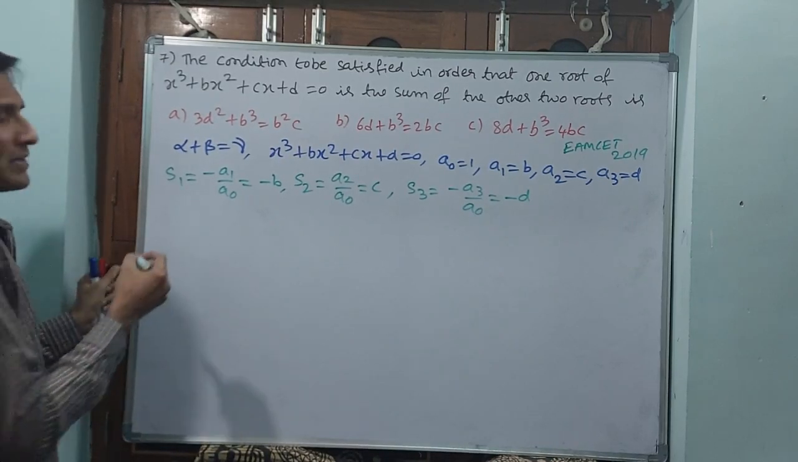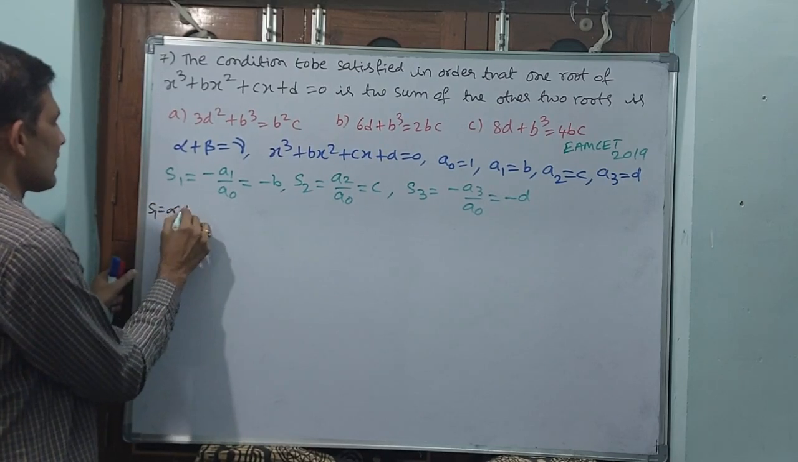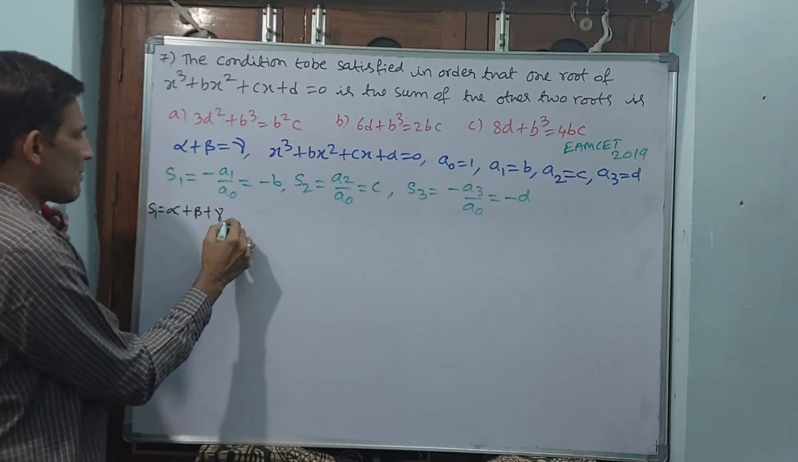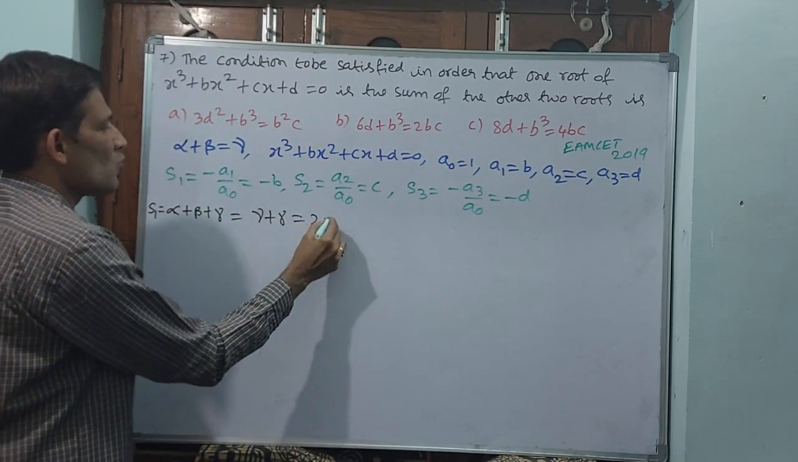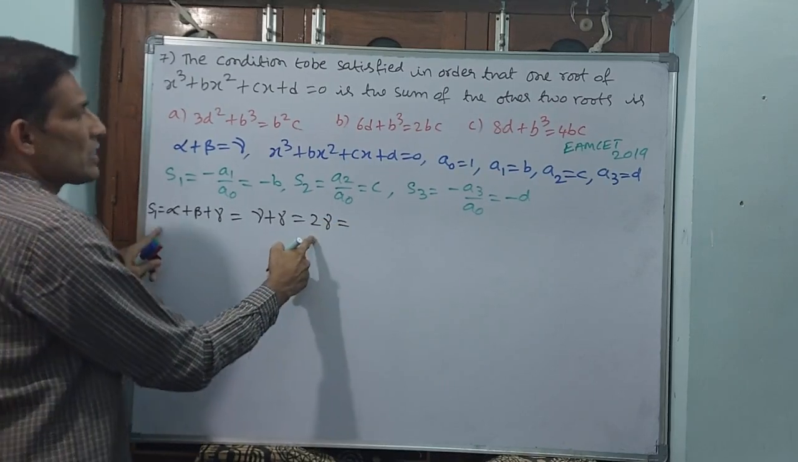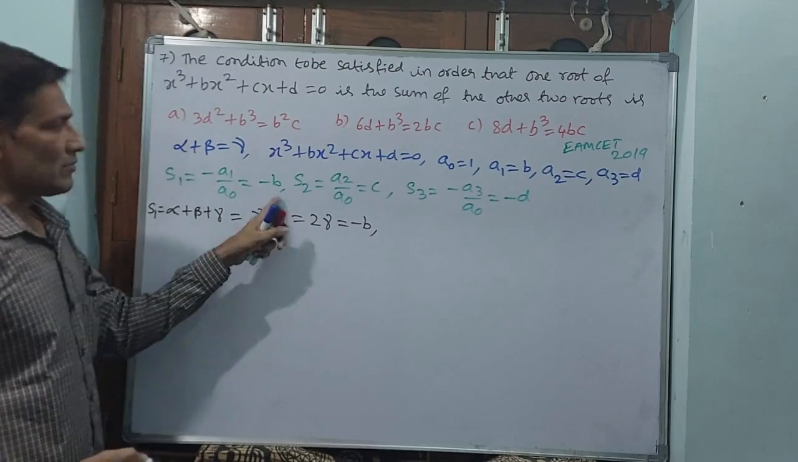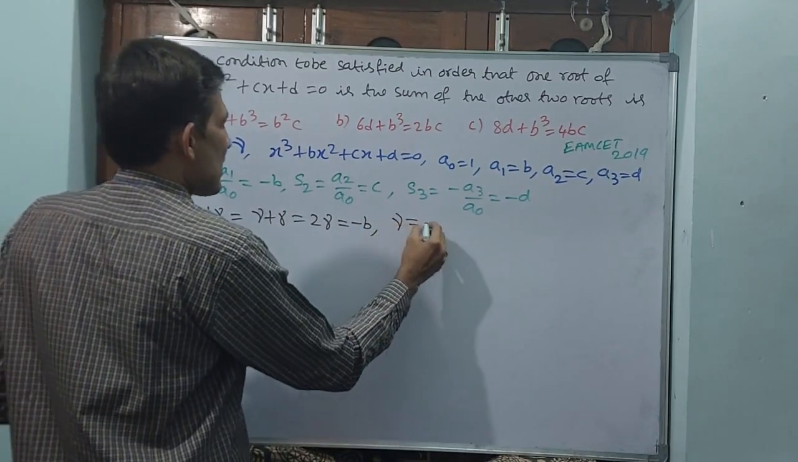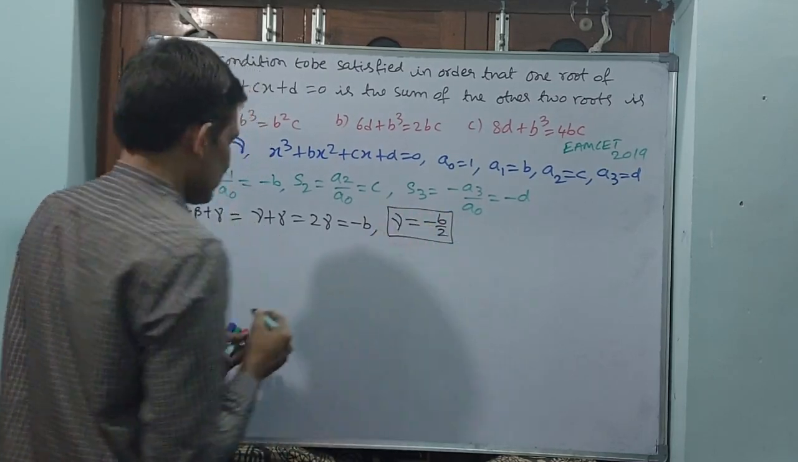Not only these, we also have another formula. S1 is equal to alpha plus beta plus gamma. But alpha plus beta we have taken as gamma, so that is equal to gamma plus gamma, which is 2 gamma. That is equal to S1. How much has S1 come? S1 has come minus b. Then what about gamma? Gamma is equal to minus b by 2. See, one root you have got.